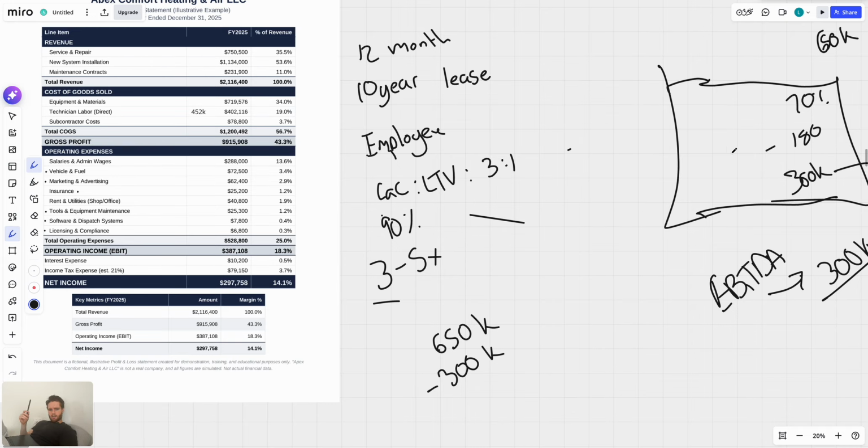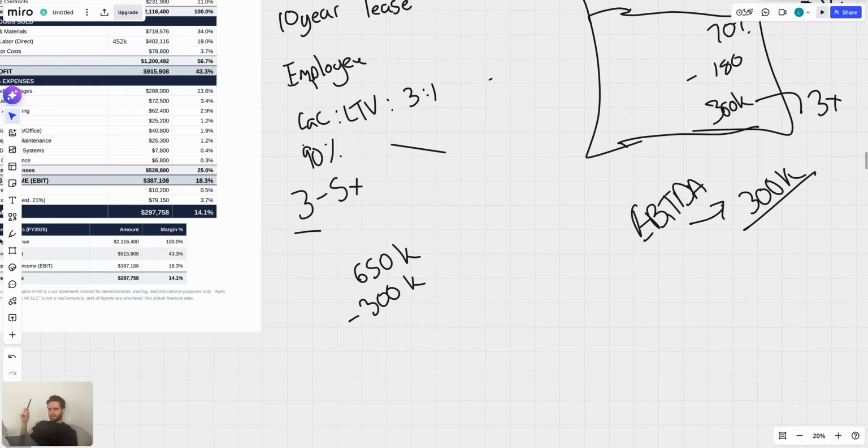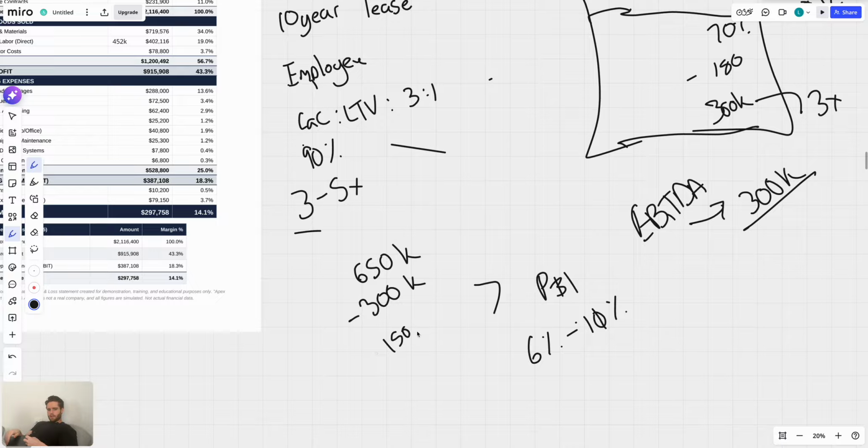So, I can get a loan. You can work it out like this. The average bank loan is going to be 7-year principal and interest, P&I, and interest rates are going to be between 6 to 11%, in terms of what interest rates you're going to be paying. Typically, your EBITDA is going to cover your debt by a minimum of 2 times. So let's just say the debt on this is 150k a year.